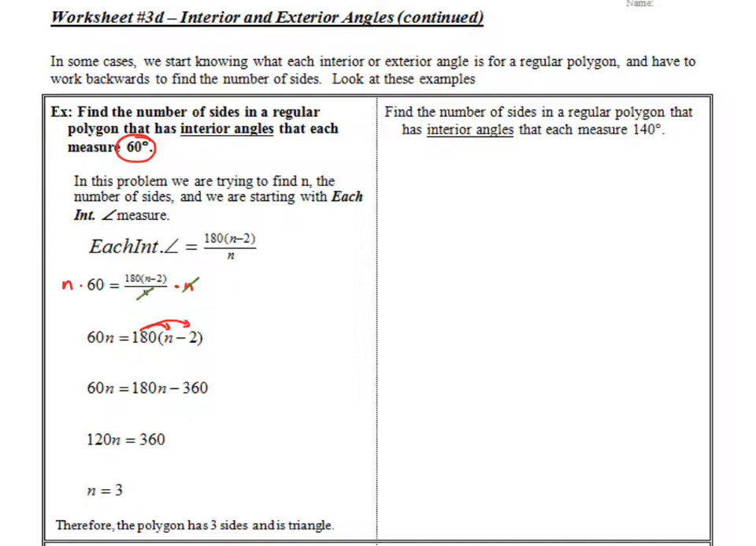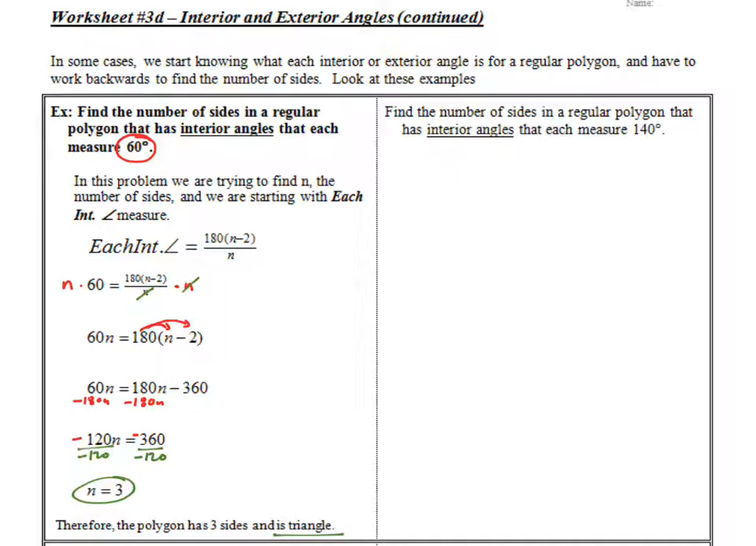If that's a little confusing, I also simply could have subtracted 180n from both sides. And that would have given me a negative 120n and a negative 360. And then when I divide both sides by negative 120, I'll still end up with an answer of n equals 3. And because n stands for the number of sides, the polygon must be a triangle.